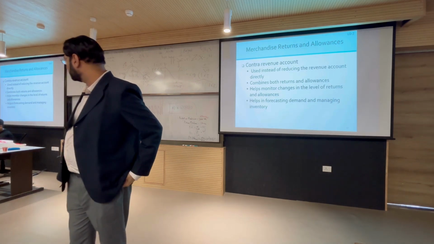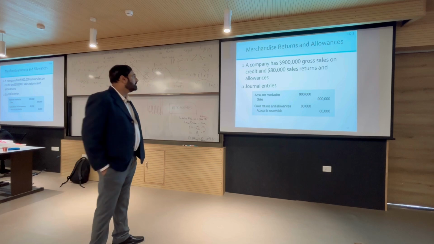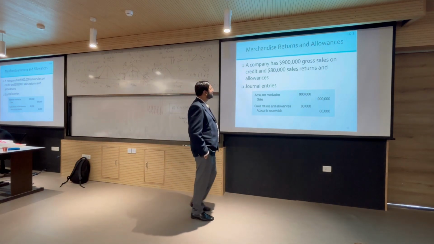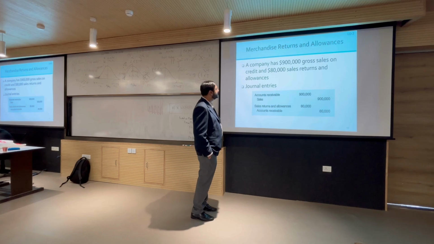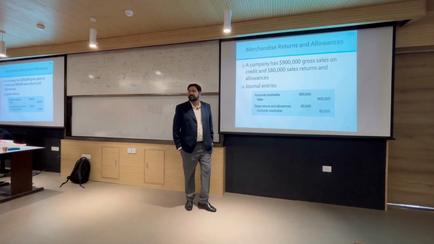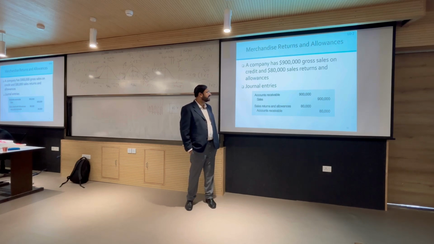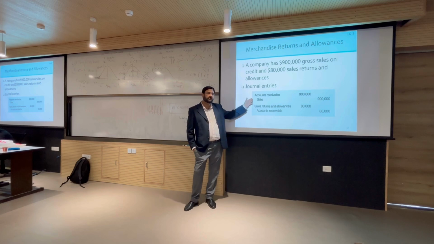Next. So, what is merchandise returns and allowances? A company has 9 lakh gross sales on credit and 80,000 sales returns and allowances. So, what is the journal entry? The journal entry is very simple. For the first one, what is the entry? Sales 9 lakh. So, debtors to sales, or accounts receivable to sales, 9 lakh. For the second one, sales returns and allowances 80,000 debit, right?